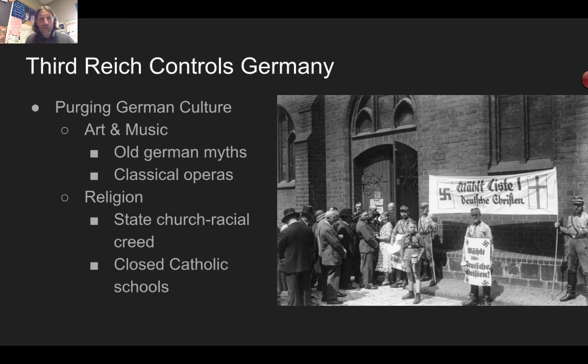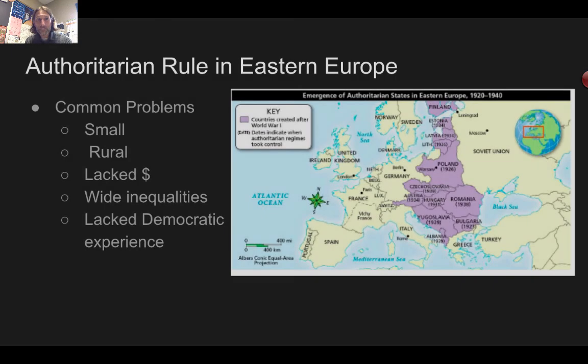When you look at religion, they're going to take all Protestant churches and they're going to turn them into one state church. And then the Nazi Party is going to control what is said in that church. And they're going to try and replace religious beliefs with a kind of racial creed, that the Aryan people are superior and all those types of things. When you look at Catholicism, they're going to close Catholic schools and they're going to try and muzzle Catholic priests and try and really control what's happening on Sundays.